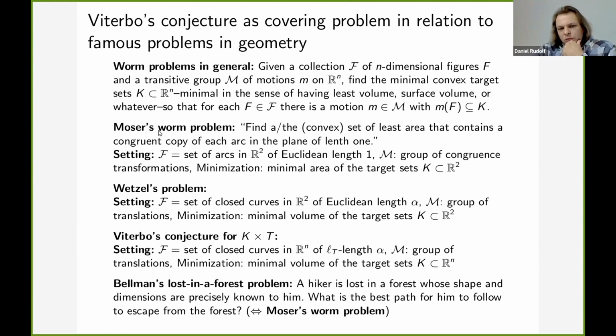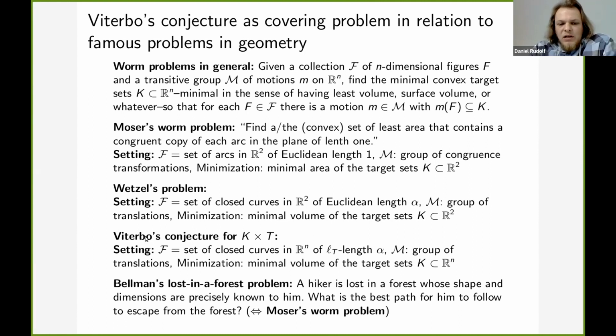For example, Moses' worm problem, which is find the convex set of least area that contains a congruent copy of each arc in the plane of length 1, is the setting when F is a set of arcs in R2 of Euclidean length 1, with a group of motions being the group of congruence transformations, and the minimization is in the sense of minimal area of target sets. Wetzel's problem is if we take the set of closed curves in R2 of Euclidean length alpha, M the group of translations, and minimization in the sense of minimal volume of target sets.